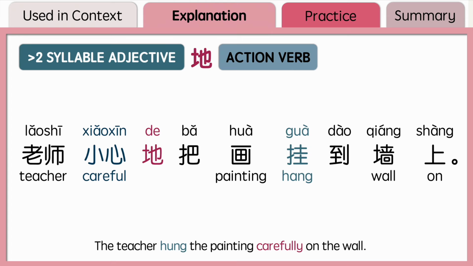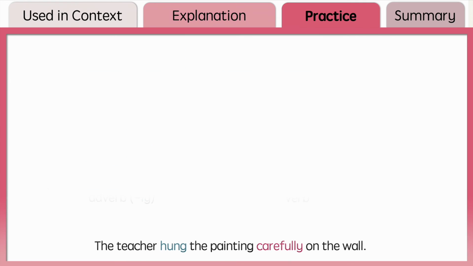老师小心地把画挂到墙上. The teacher hung the painting carefully on the wall. Here, the two-syllable adjective 小心 careful is followed by the and thus functions as an adverb, which becomes carefully. This example also has the 把 structure and the result complement. If you want to know more about them, you can check out the links below.